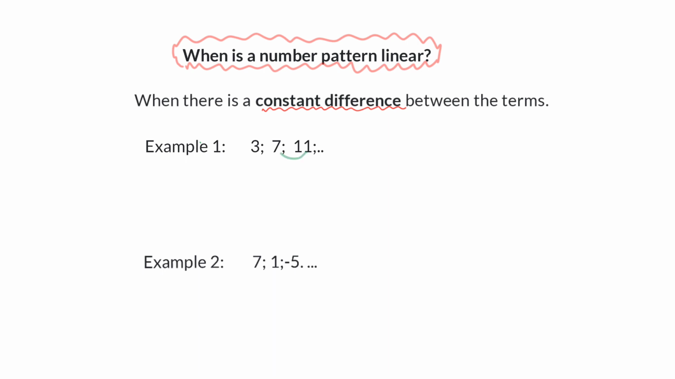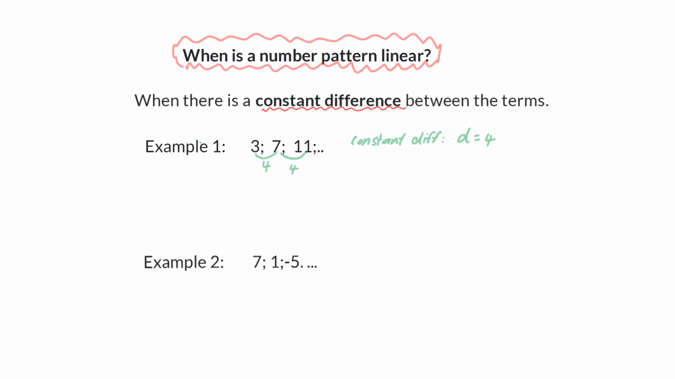11 minus 7 is 4. 7 minus 3 is 4. So we're going to say that the constant difference is 4. So the difference between every two terms would be 4. And we're going to abbreviate it as D, which is 4.